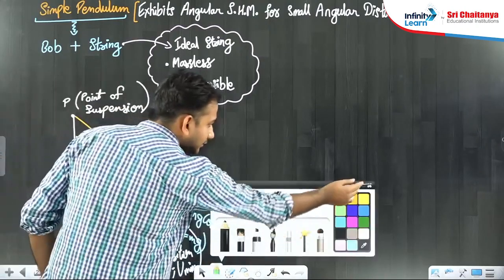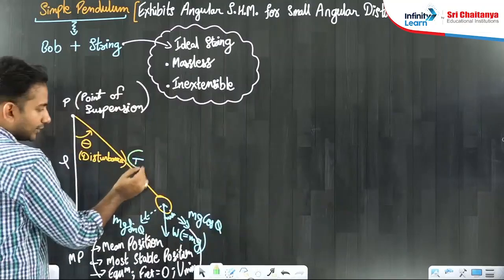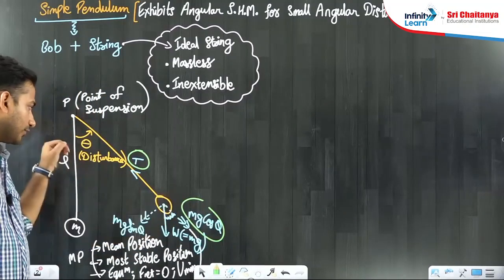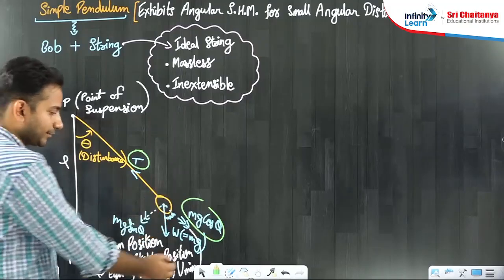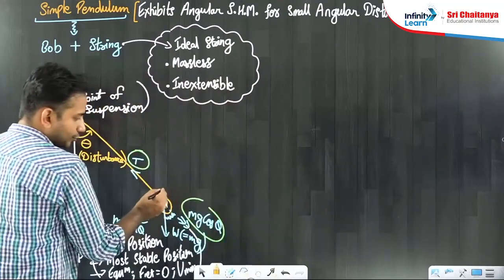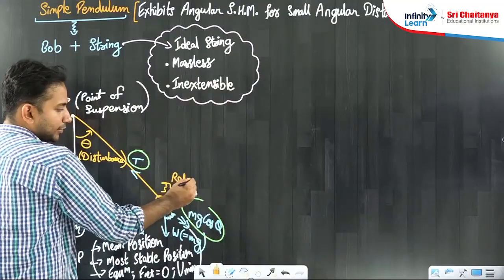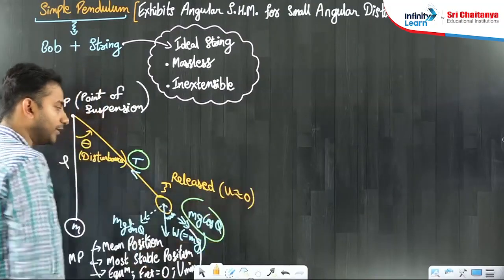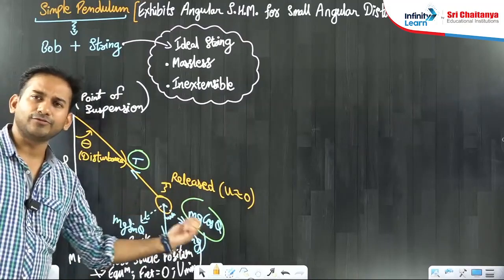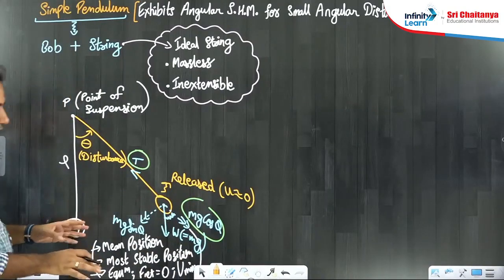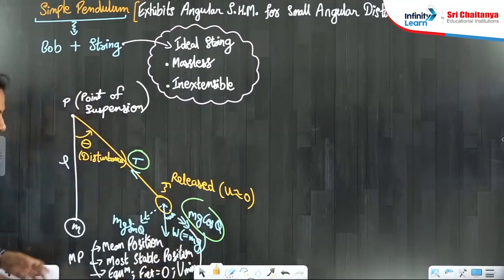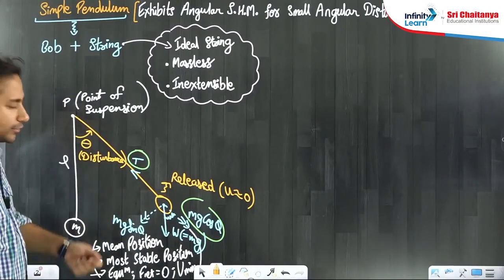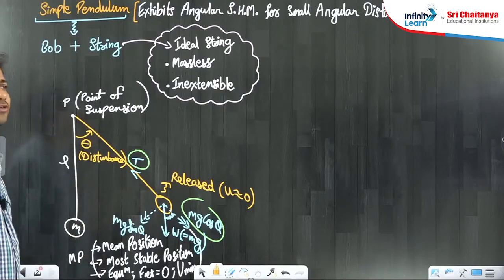At this position, T will be balancing the mg cos theta. You are providing it a disturbance slowly and releasing it from here. If you are releasing it from here, there is no velocity, u is 0. You just dropped it, so there is no centrifugal force that you have to consider. So clearly T will be equal to mg cos theta, and this mg sin theta is going to provide the necessary restoring torque.